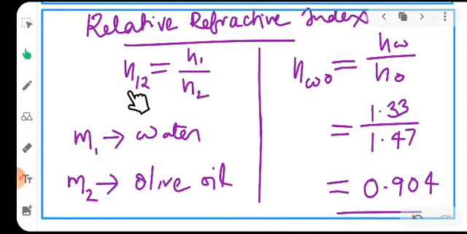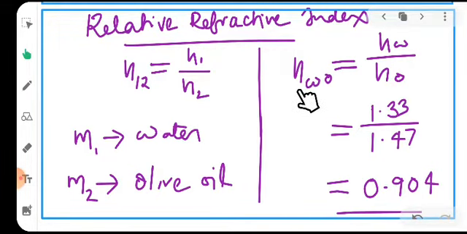Then the relative refractive index of medium 1 with respect to medium 2 is given by n1 over n2. So here n1 comes first, so 1 on the numerator, and 2 comes second, that means n2 in the denominator. In a similar fashion, with our given denoted terms, let me just show you how this works.